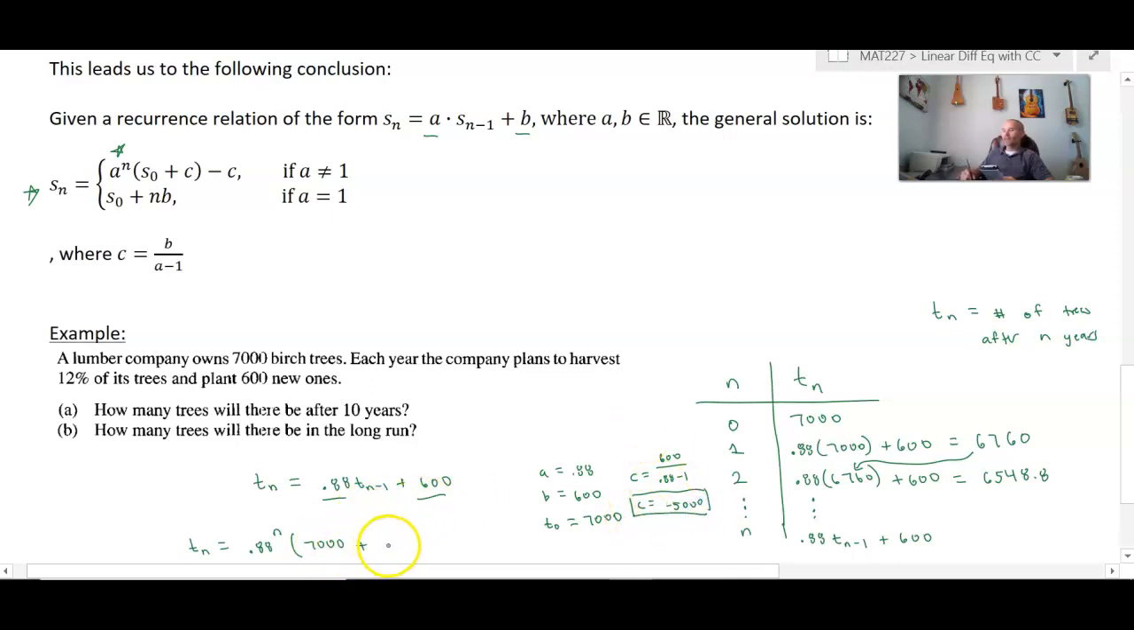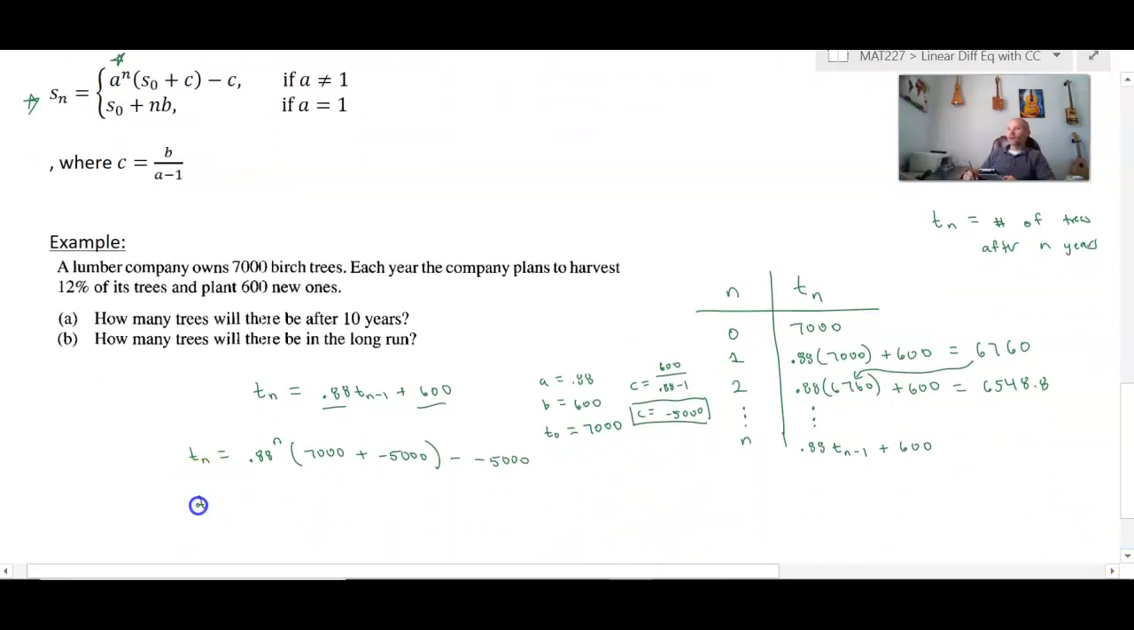So I'll have 7,000 plus negative 5,000, and then minus negative 5,000. Watch the sign here, because we have minus C. C is a negative number, so minus a negative. And so our final expression is T sub n equals 2,000 times 0.88 to the n plus 5,000. Just as simple as that. That took us basically 2 lines to find that general solution.